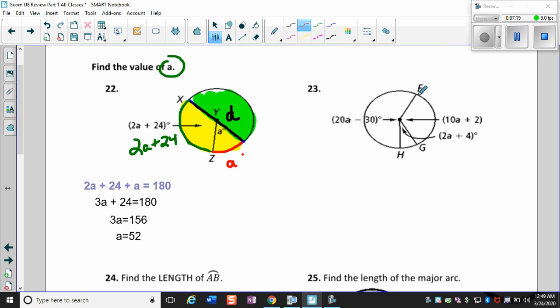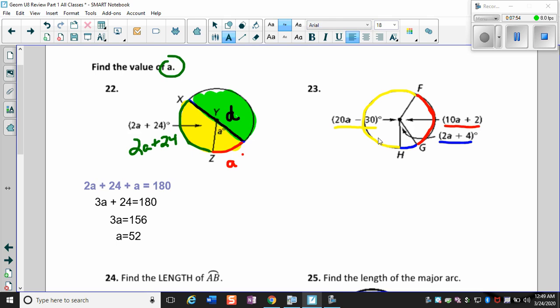Just to make sure we can see them, I'm going to highlight them in different colors. So this arc right here measures 10a plus 2. This arc right here in blue measures 2a plus 4. And then I'm going to use this arc over here, the big arc in yellow. It measures 20a minus 30, right?